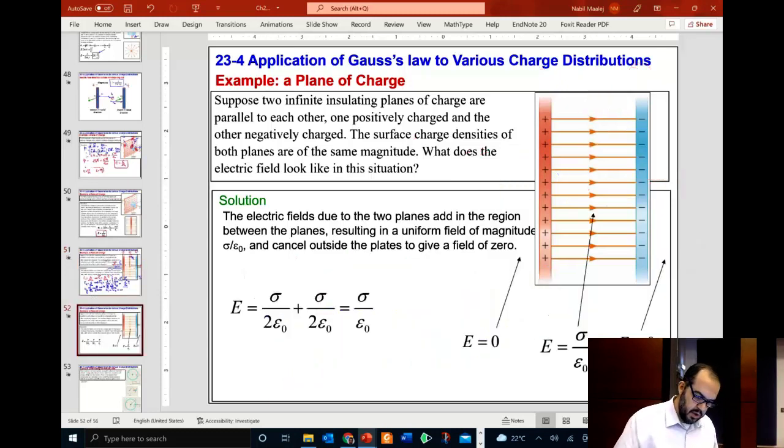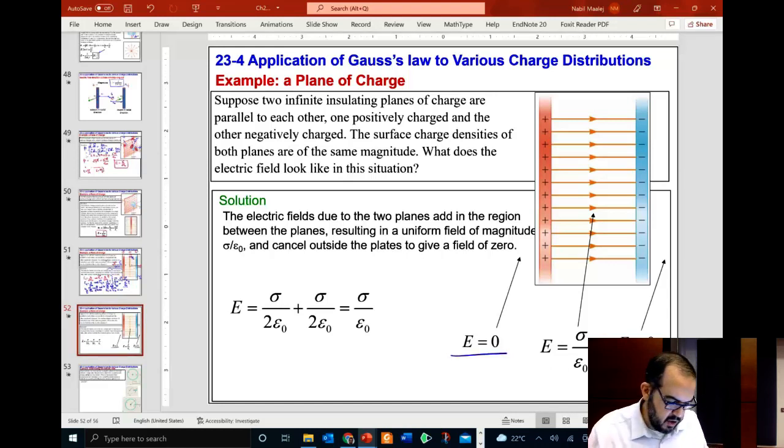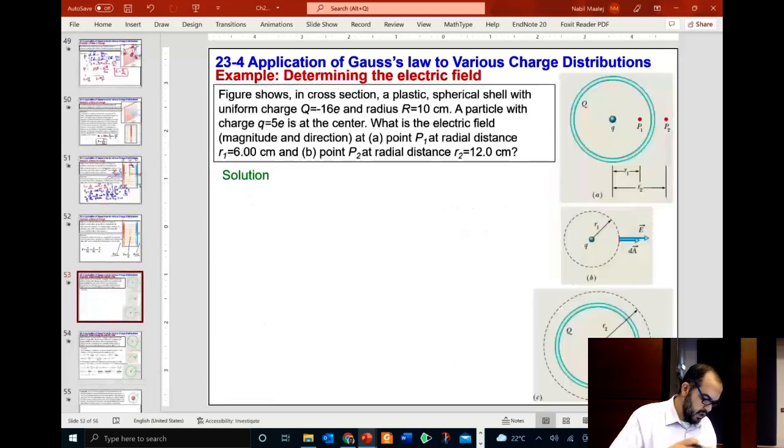Okay, so this is the superposition principle. E outside is 0 and E inside is sigma over epsilon 0. Let's do one more case before we start solving some problems.